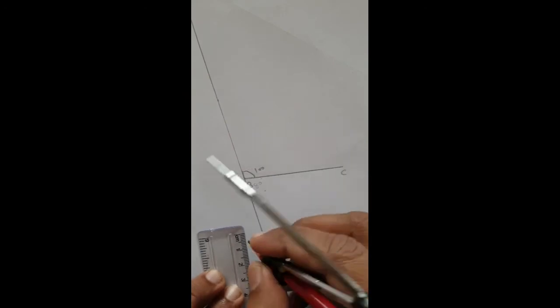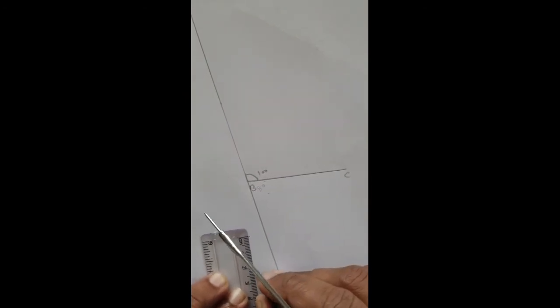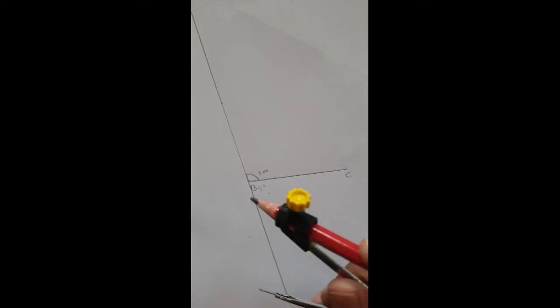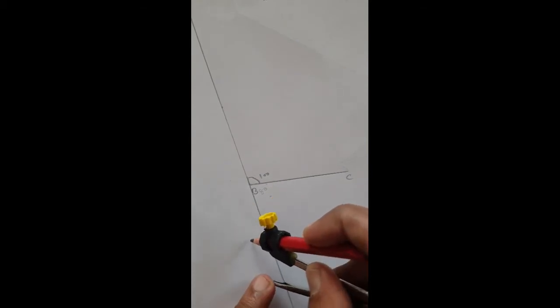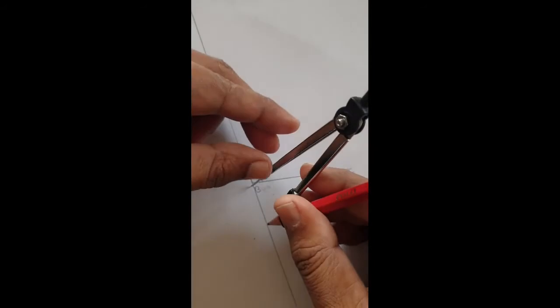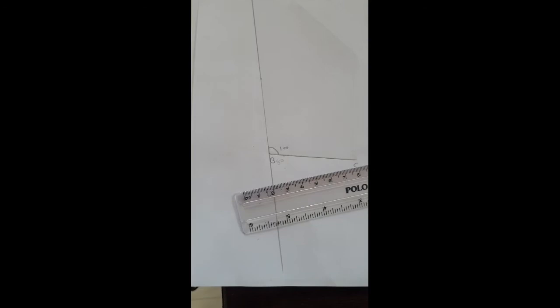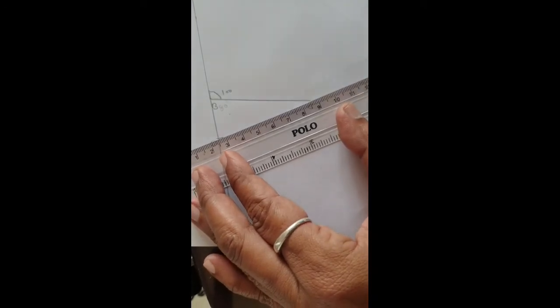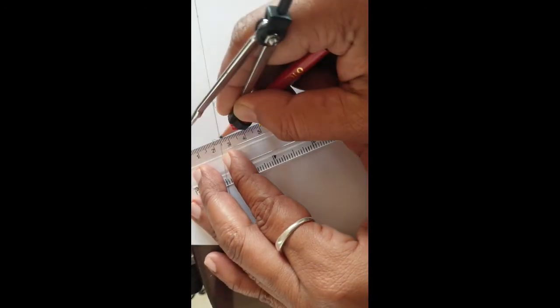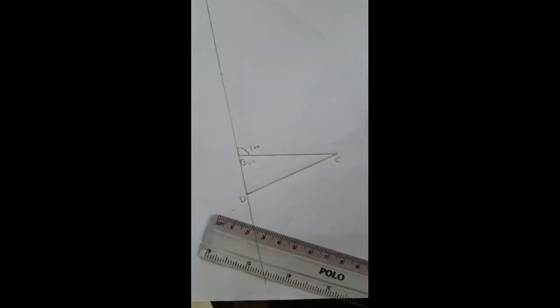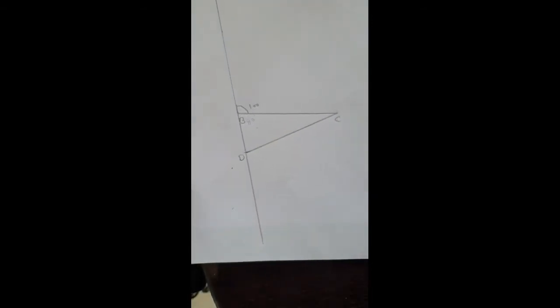Now 2.5 we have to take on a compass. This is what your D is. So join CD there, join CD. Now we have to draw the perpendicular bisector of CD there.